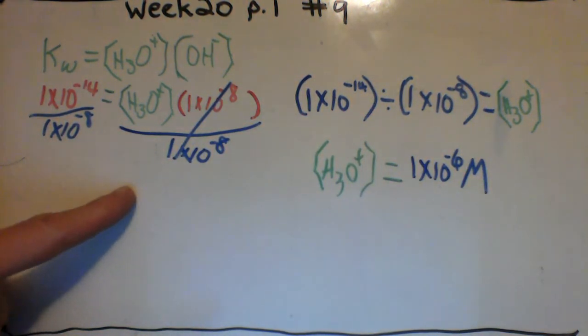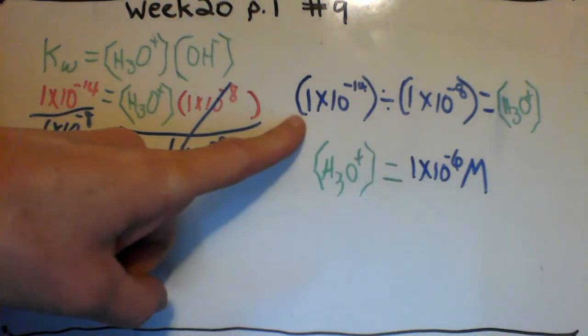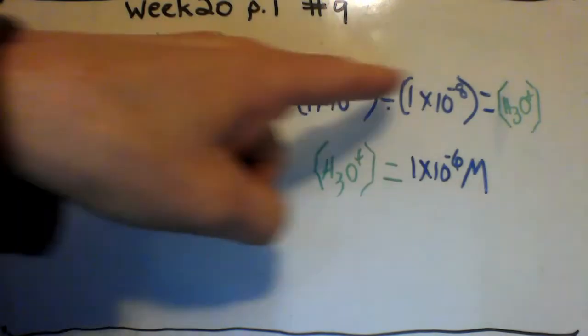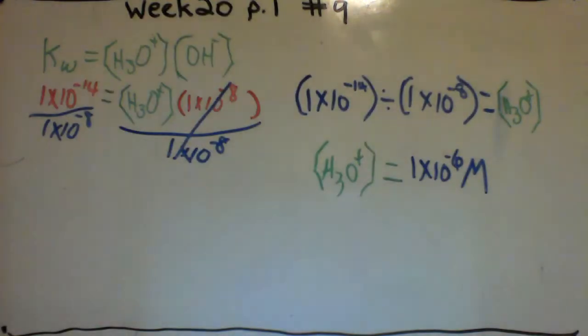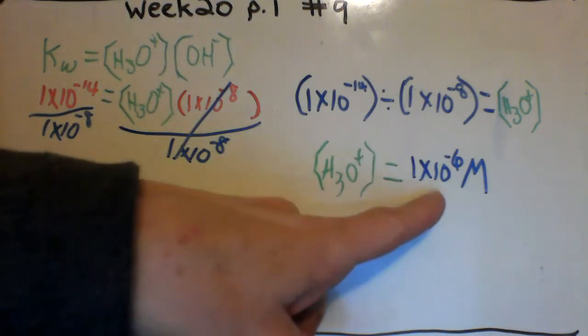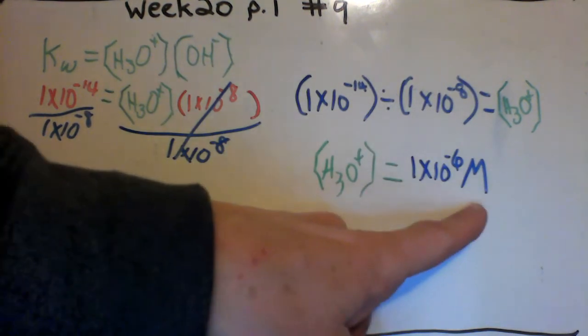So again, I wrote it out the way you should put it into your calculator, remembering to use the correct negative sign. And the concentration of hydronium turns out to be 1 times 10 to the negative 6 molar.